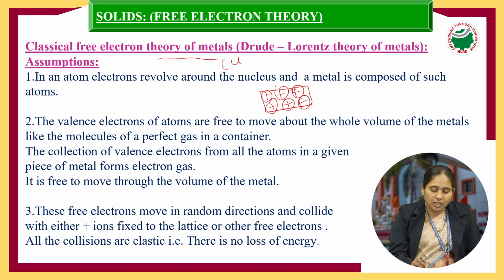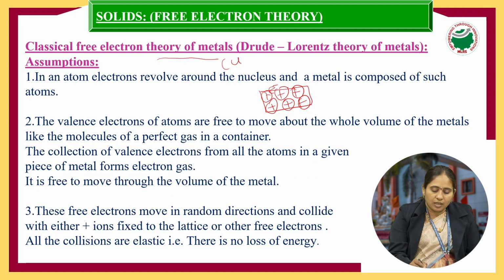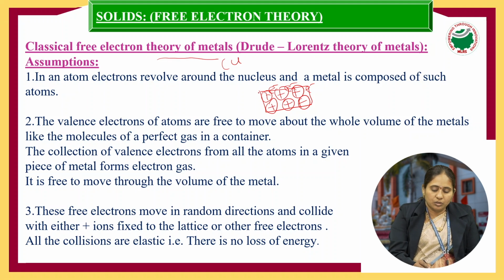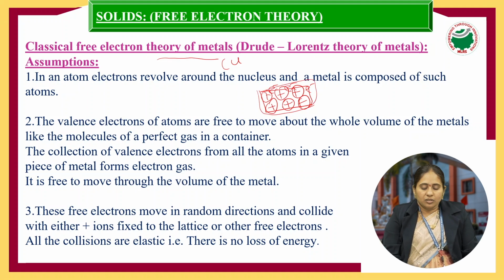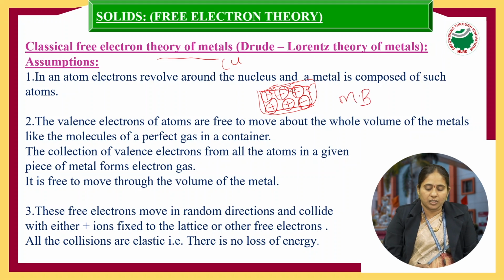Each and every nucleus has its outermost electron. These electrons revolve around the nucleus throughout the material. These electrons obey the laws of classical mechanics based on MB statistics. MB means Maxwell and Boltzmann distribution, which means in one level n number of particles can exist. Here in a single level, not only two, any number, that is an infinite number of particles, can exist in a single level. That is MB statistics.